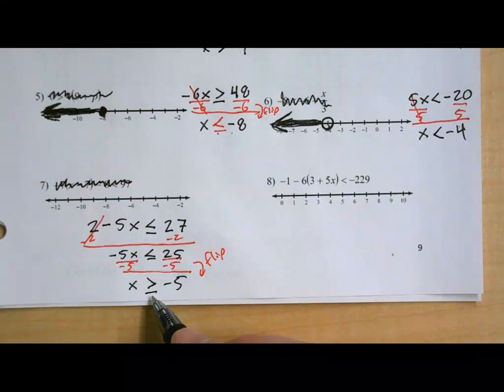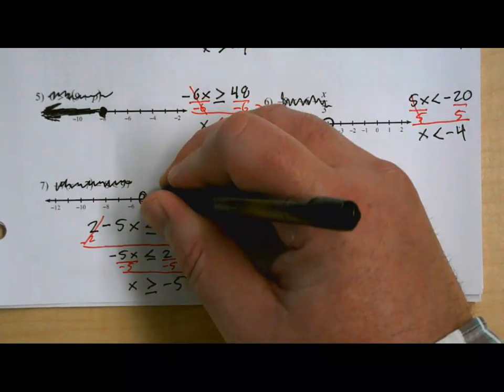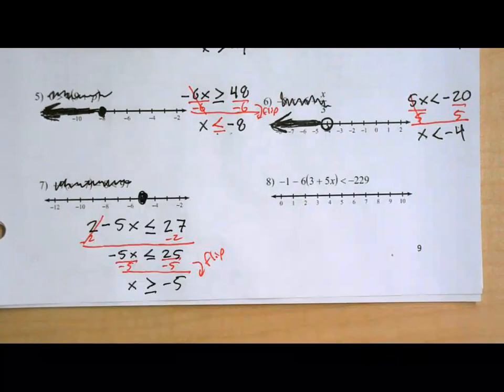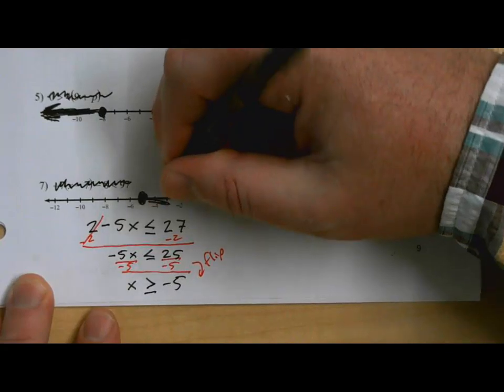It should be a solid dot. It should be at -5, which is here. And we want x to be bigger. Bigger numbers are this away.